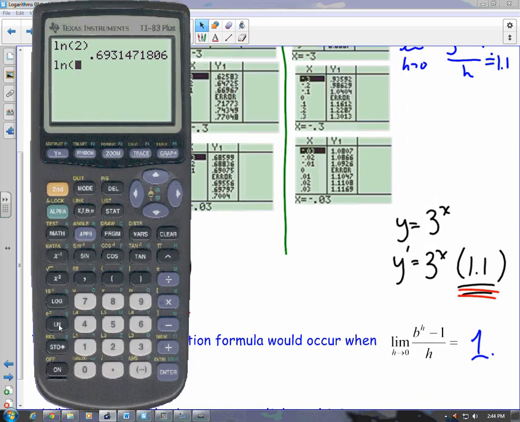Any wild guesses as to what the natural log of 3 should be close to? Right, 1.1. There it is, right? Yeah, now it's close, right? 1.098612289. So that's where that number piece comes from.